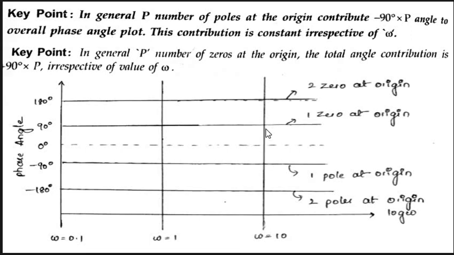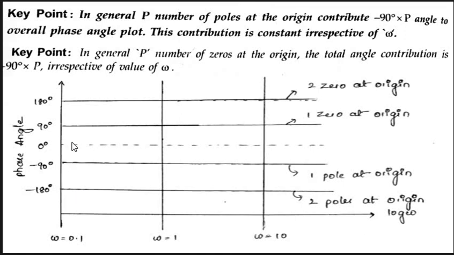Whatever the omega value may be, if a pole is there, the phase plot is minus 90 degrees. So we can draw the straight line at minus 90 degrees, whatever the omega value may be. That is the condition. Remaining all are same. So if there are poles at origin, the phase plot is like this: minus 90, minus 180, like this.